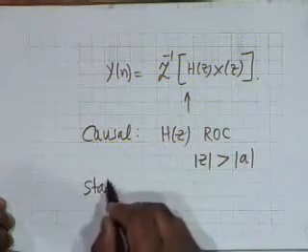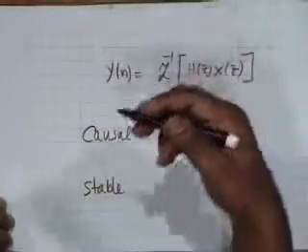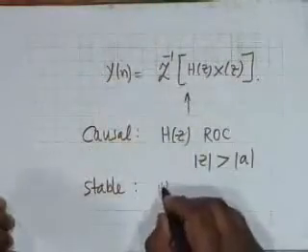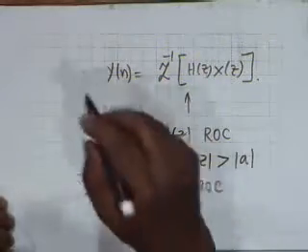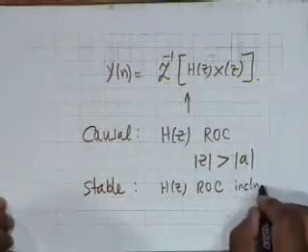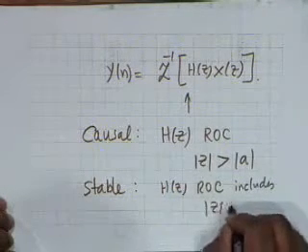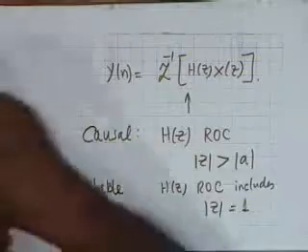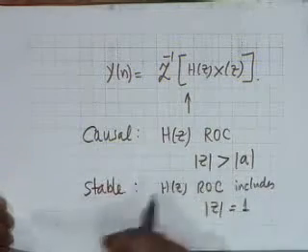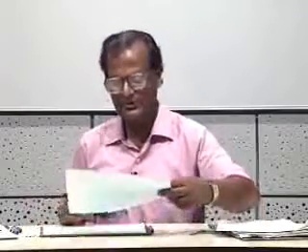On the other hand, in addition, if the system is stable, then the ROC of H of z must include the unit circle, includes mod z equal to 1. Instead of writing the unit circle, we write mod z equal to 1. Is the reverse true? If the ROC includes mod z equal to 1, is it a stable system? Not necessary. What Pankaj says is correct, but it requires proof. Ask Pankaj for the proof, not me.